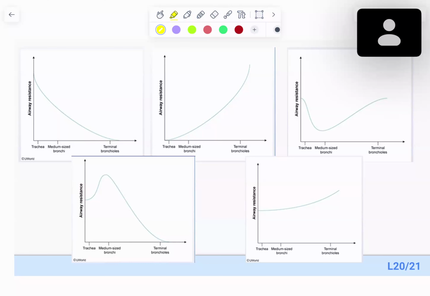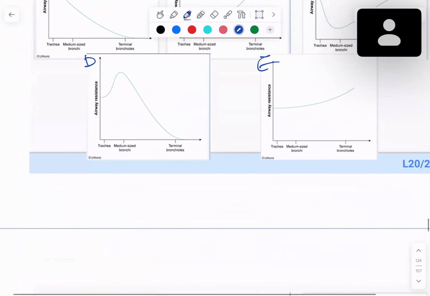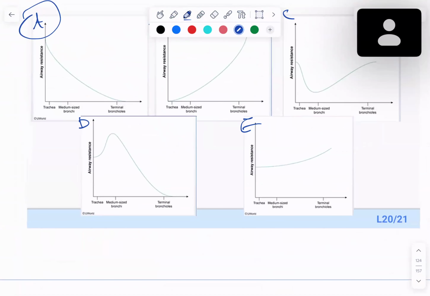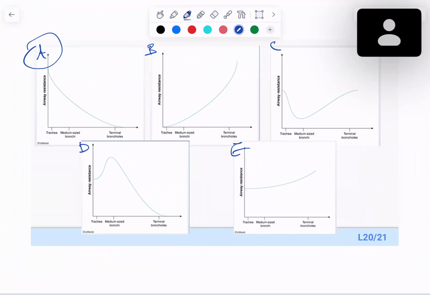You are saying top left, which means you're saying this is the answer, right? So let's call this A, B, C, D, and E. So you're saying A is correct? Okay, you're all saying A, but you're wrong. The answer is actually D. Why is it D? Because notice here that we have three main generations mentioned. We have the trachea, which is the start of our airway, more or less, and then you have the medium-sized bronchi, and then you have the terminal bronchioles. Now, resistance is actually highest at the medium-sized bronchi rather than at the trachea.